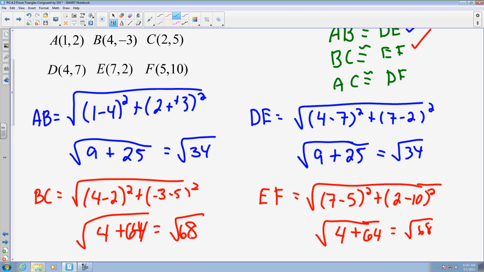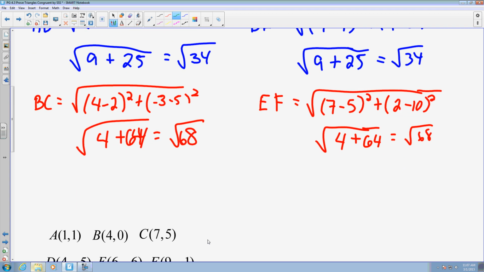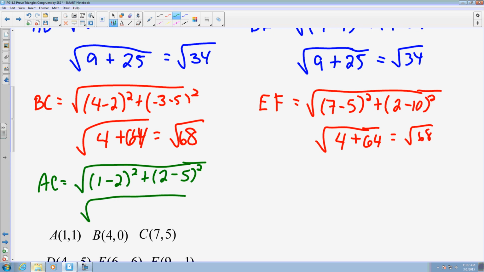And then finally, I need to look at AC. So I go to AC. It's going to be 1 minus 2 squared plus 2 minus 5 squared. And go over here. 1 minus 2 is negative 1. Negative 1 squared is 1 plus 2 minus 5 is negative 3. Negative 3 squared is 9. Gives me the square root of 10.